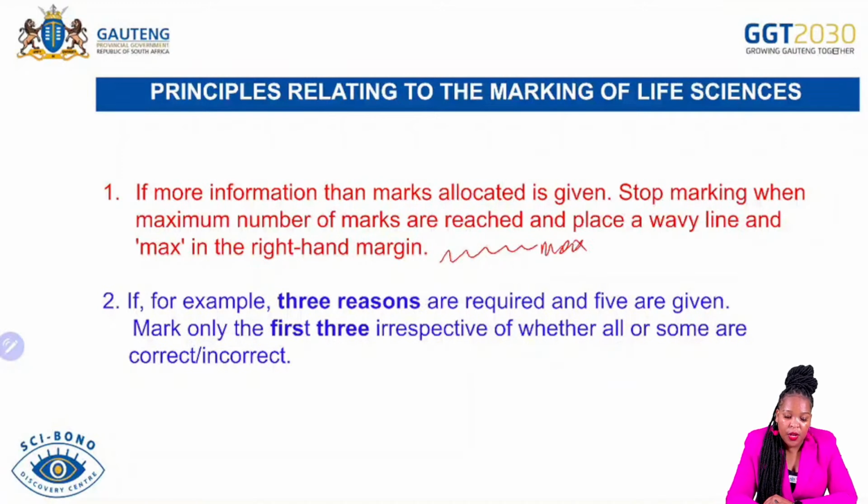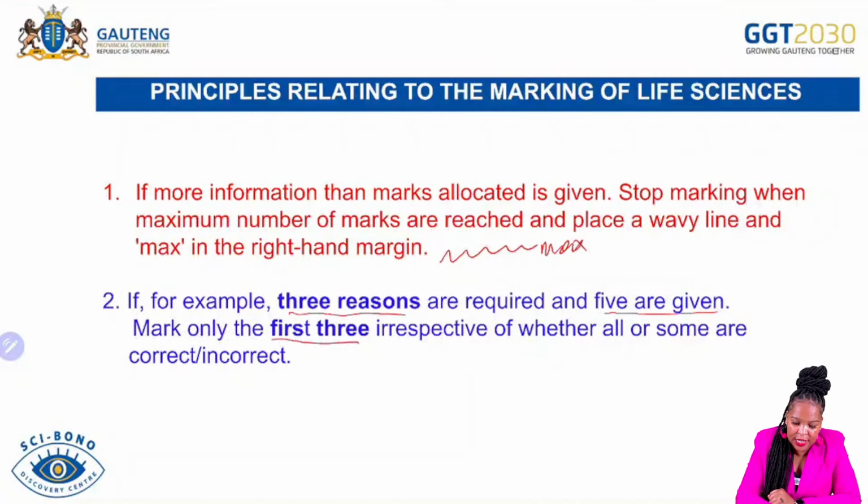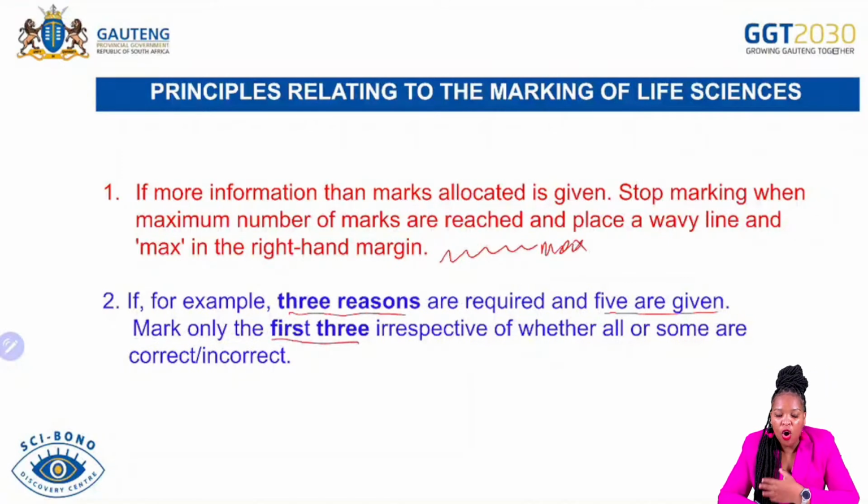And then if, for example, 3 reasons are required and 5 are given, this may sound very cruel, but it happens. Please make sure that you do not waste even your own time. We're only going to mark the first 3, irrespective of whether all or some of the remaining ones are correct. You may start with the incorrect ones and then end with the correct ones. The principle says we are only going to mark the first 3. So if you are supposed to get 3 marks, you may end up getting 1 mark. So make sure that you write things that you are sure of, and you do not keep the marker guessing.